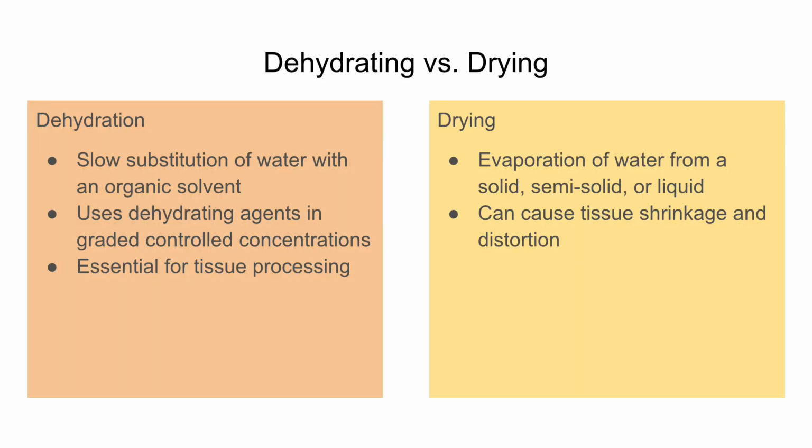Now let us discuss the difference between dehydrating and drying, which lies in their purpose and process. Dehydrating refers to the removal of water or other solvents from a substance, typically using chemical agents in controlled conditions. In histology, dehydration is done using alcohol or solvents like tetrahydrofuran to replace water in tissue samples before embedding. Drying is a broader term that refers to the removal of moisture from a material, usually by evaporation. Drying can happen naturally or through applied heat. Drying can cause significant tissue shrinkage and distortion.